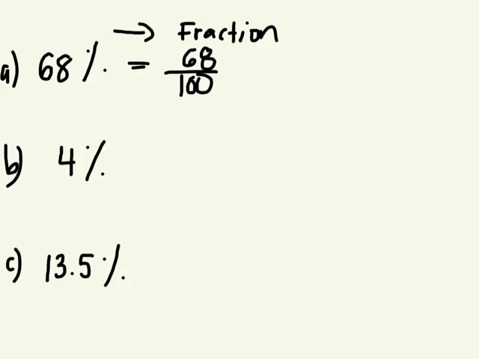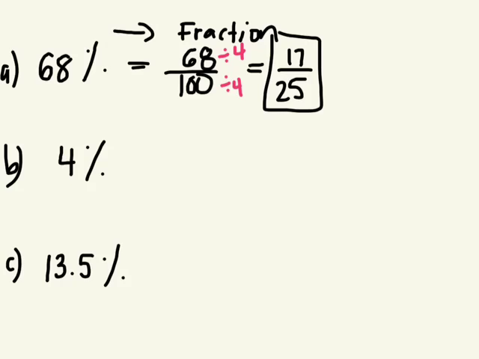But for all of these, I want you to reduce this to lowest terms. So everyone do that right now. 68 and 100 are both divisible by 4. So we end up with 17 out of 25. Raise your hand if you got this as your final answer. Now, to go from a percent into a decimal, there's a couple ways I want to show you to do this. First, going from a percent to a decimal, so from here to here, okay?